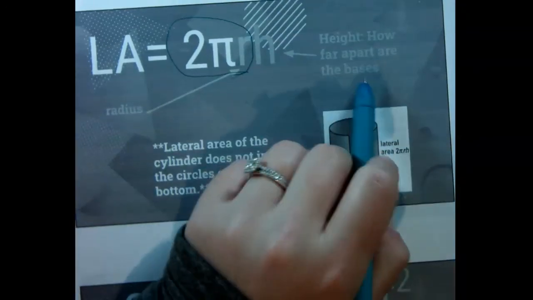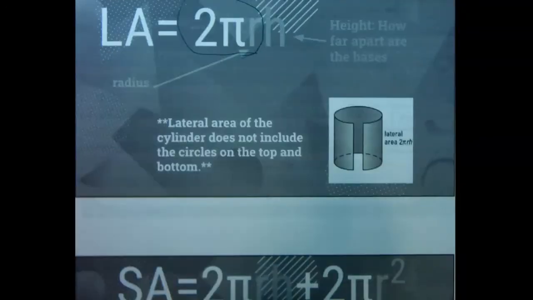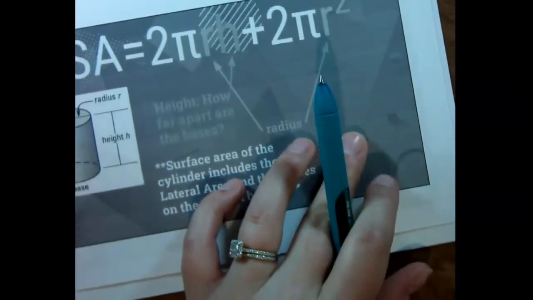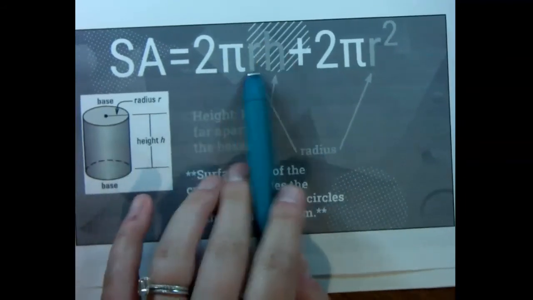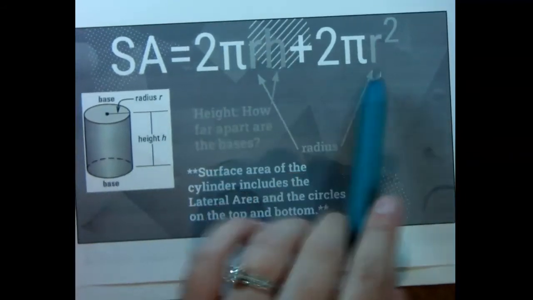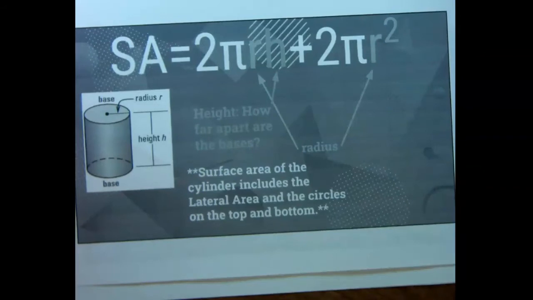The height is still how far apart are the bases, and same thing, lateral area doesn't include the area of the bases. For this one, instead of putting big B, it's always going to be the same formula. So all we have to do is plug in our area of the circle formula, which is pi r squared. Okay, let's move on to our examples.